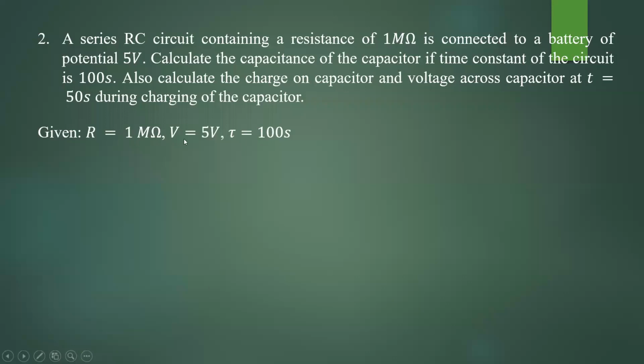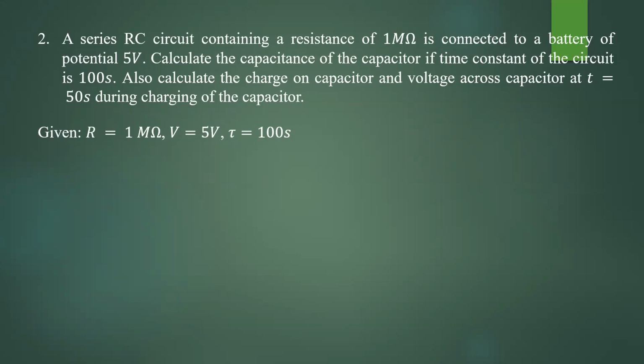Simply you can use the formula of time constant to find the capacitance of the capacitor. What is the expression for time constant? It is tau is equal to RC. Tau is given, R is given, C you have to calculate. That is the first question. Then you also have to calculate the charge on the capacitor and the voltage across the capacitor at t equal to 50 second, during charging of the capacitor. You know that during charging, both charge and voltage are going to increase with respect to time. You have to use the appropriate equations.